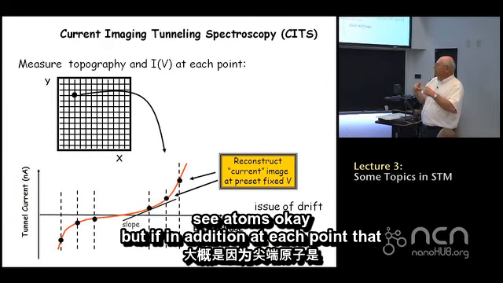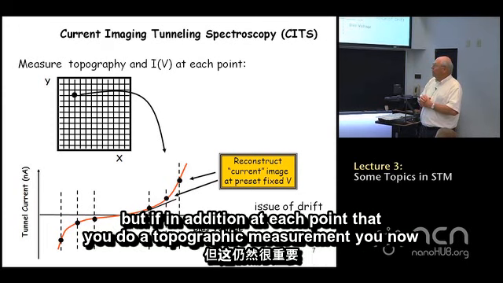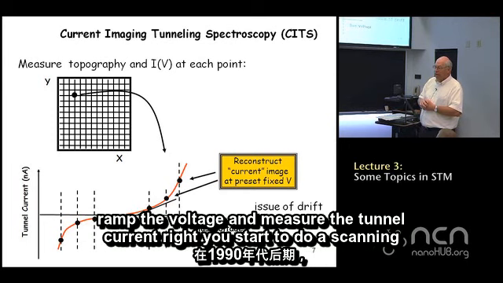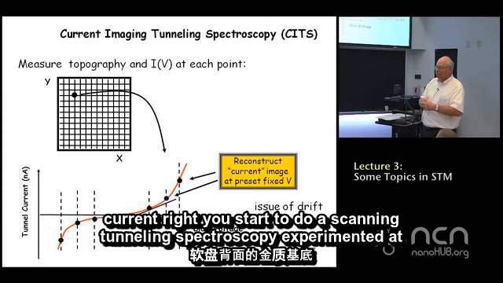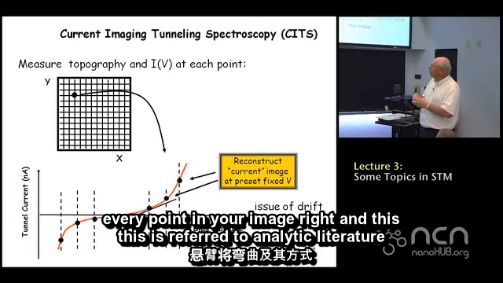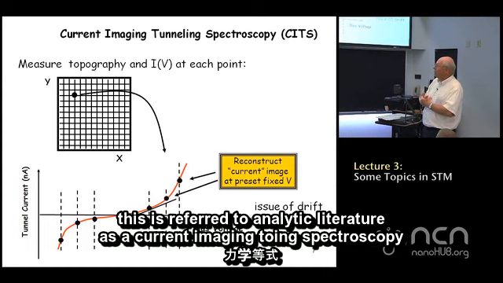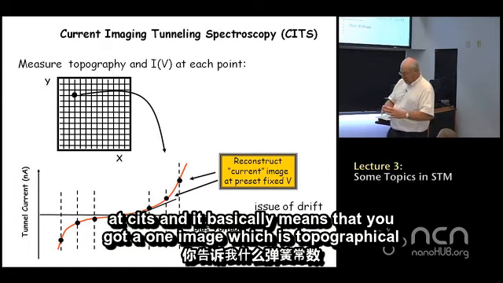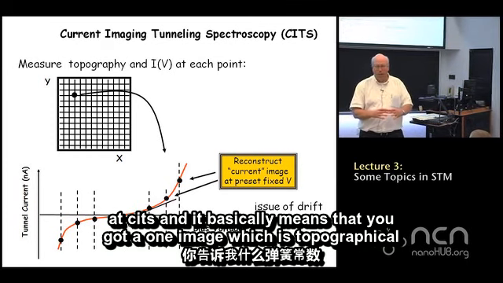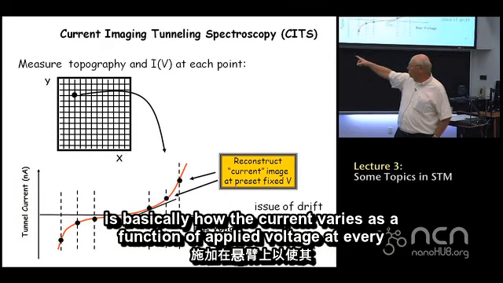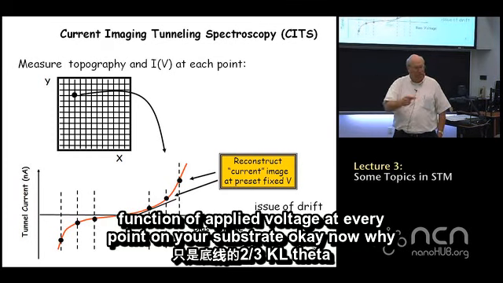But if in addition, at each point that you do a topographic measurement, you now ramp the voltage and measure the tunnel current, right? You start to do a scanning tunneling spectroscopy experiment at every point in your image. And this is referred to in the literature as current imaging tunneling spectroscopy, or CITS. And it basically means that you've got one image which is topographical, and then you've got another image which is basically how the current varies as a function of applied voltage at every point on your substrate.